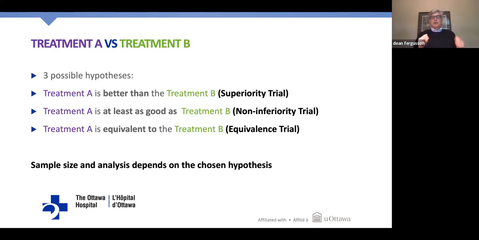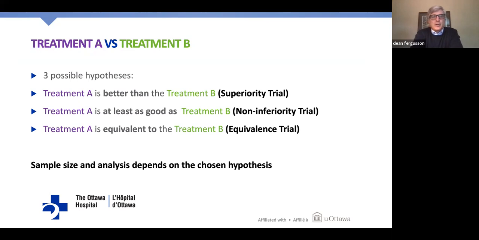So if we're looking at treatment A versus treatment B, there are 3 potential hypotheses. As with any trial, we need to come in with a hypothesis. We don't just start studying treatment A versus treatment B. The 3 potential hypotheses are that treatment A is better than treatment B, treatment A is at least as good as treatment B, and treatment A is equivalent to treatment B.